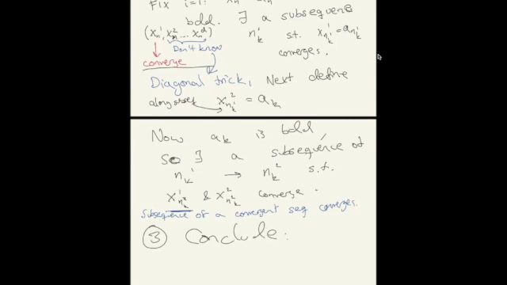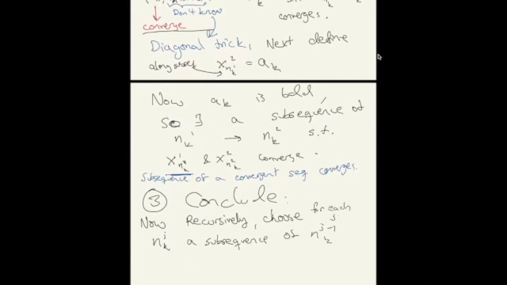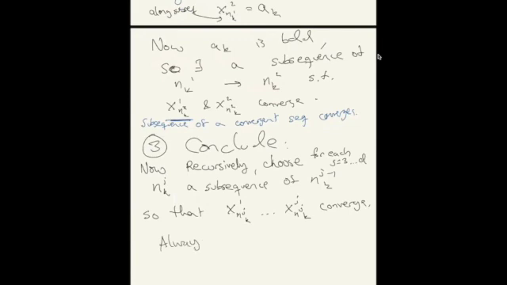Well, we do this for each of the components. So now, recursively, choose n_k^j, a subsequence of n_k^{j-1}. So choose for each j equals 3 up to d, the next one where we haven't defined the subsequence, so that if we follow that subsequence, we look at the first component up to the jth component, these all converge. And this is always possible because these are bounded.